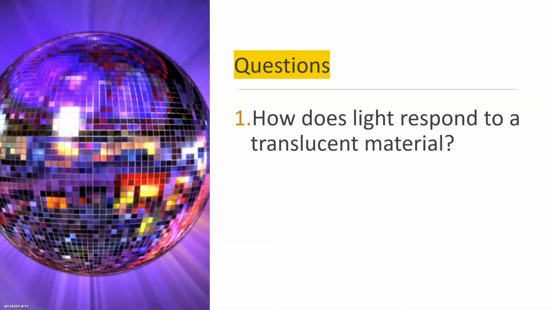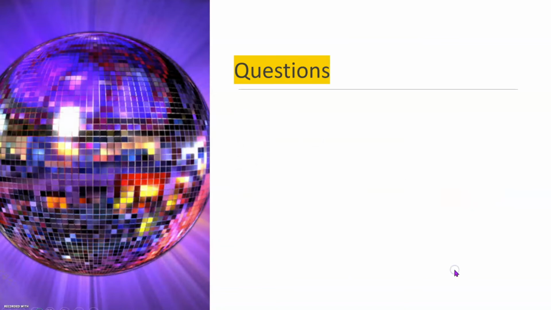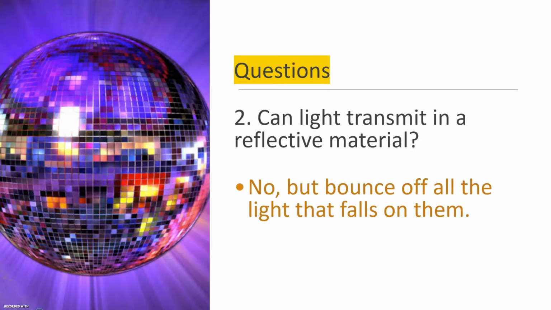Now let's answer the question. How does light respond to a translucent material? Good job. A translucent material allows some light to travel through it. That's why we can still see inside, but it's not clear. The second question, can light transmit in a reflective material? Very good. No, but the reflective material bounces off all the light that falls on it. That's why it is a reflective material.